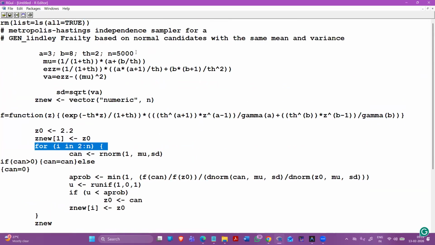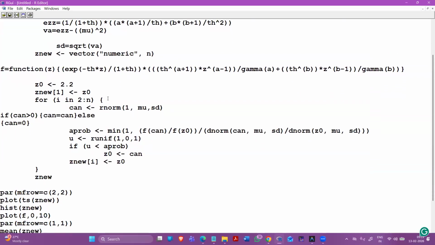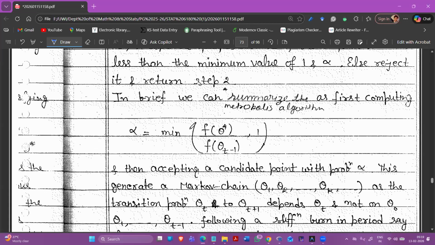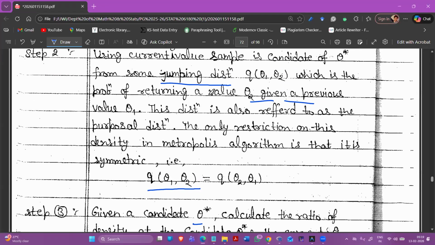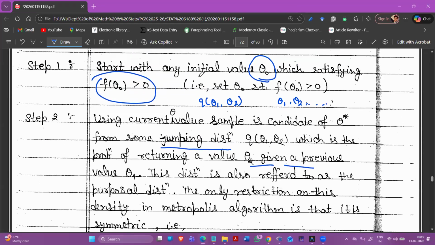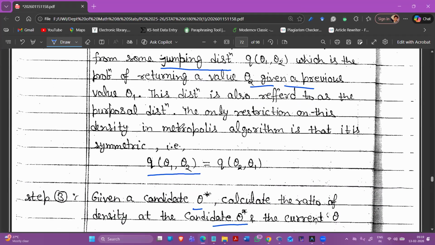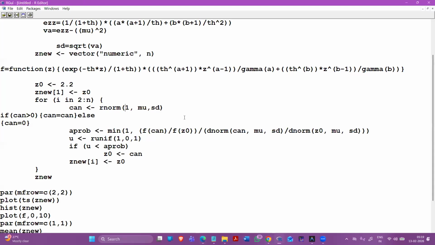I want to generate 5000 values, so that's why it should start from 2 to n. After that, I'm going to introduce my candidate or my proposal density, which is rnorm. Here we were introducing a jumping distribution, that is our Q1, which I am going to define as a normal distribution because it should be symmetric.